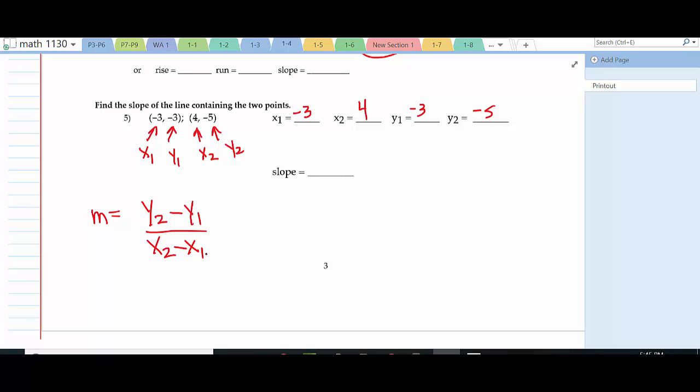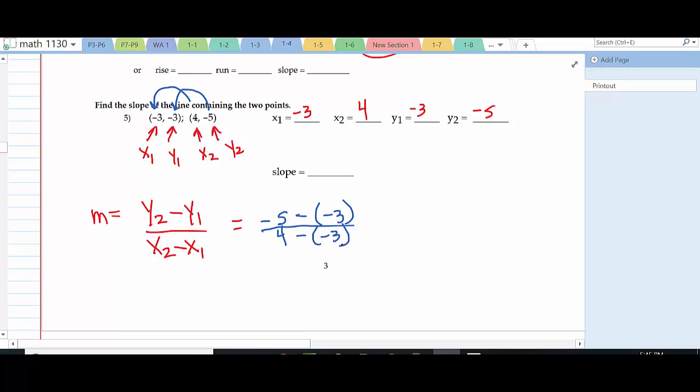So what you do is you just do this, and you can do this in either order. What I'm going to do is take these y values and subtract. So I'm going to do -5, subtract -3. Be sure you subtract whatever that number is. And then your run is 4 minus -3.